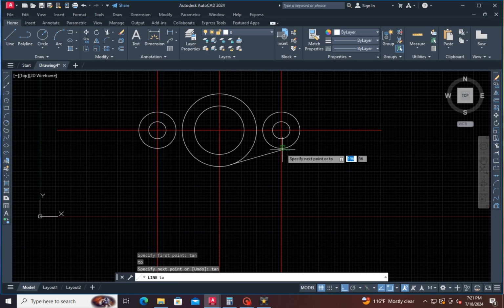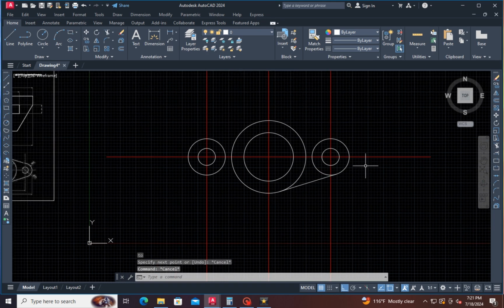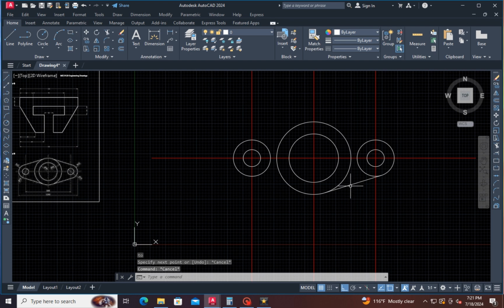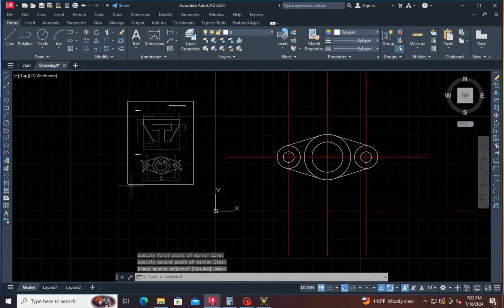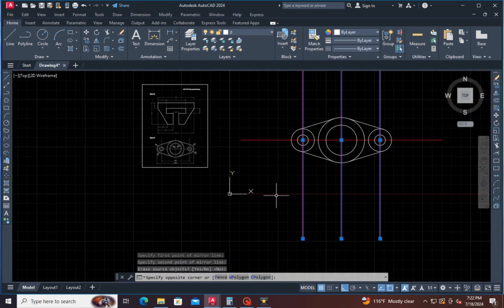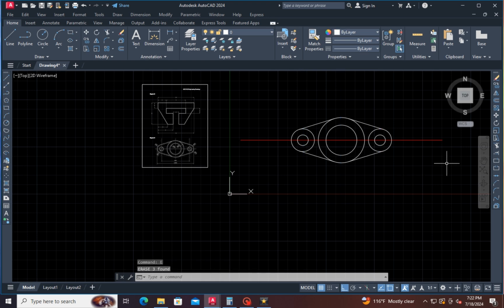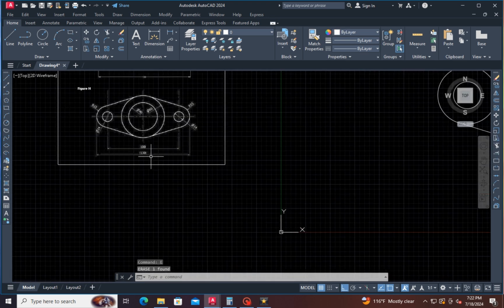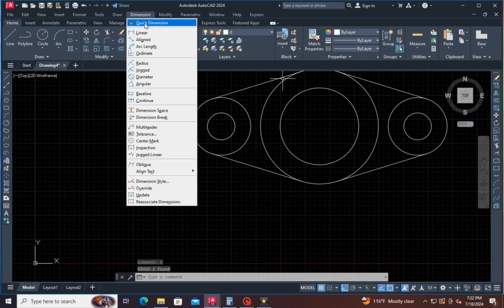So line and tan, then I am taking this mirror, I enter, or you go to the mirror command, make this mirror, and also mirror from right to left side. See, easily you can make this diagram. Now you have to put the dimensions, and your diagram is ready. So in a very easy way, you can make it by using AutoCAD.